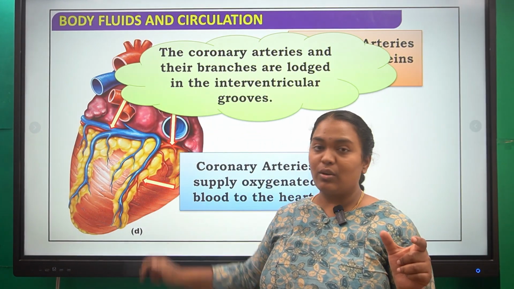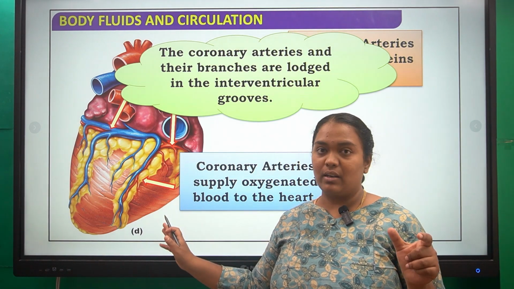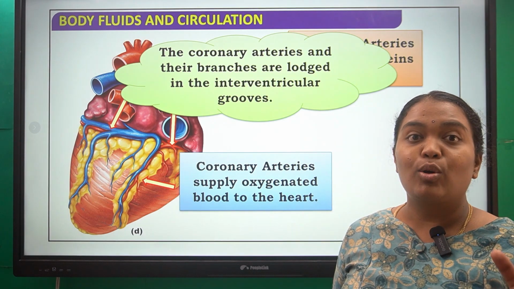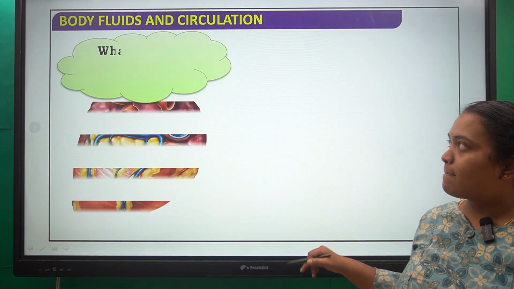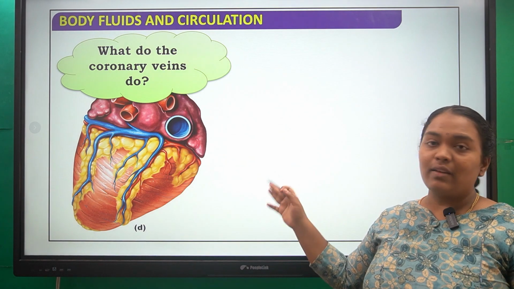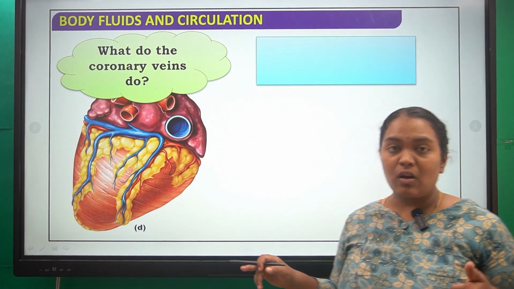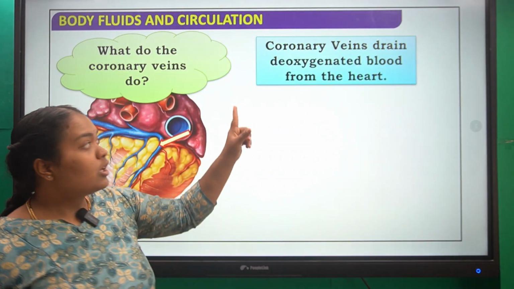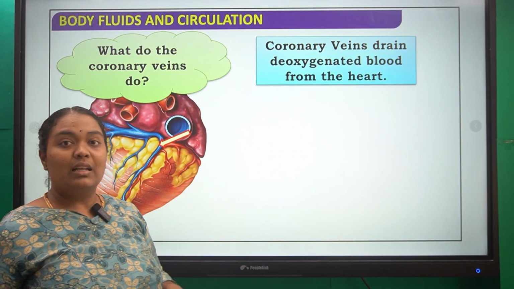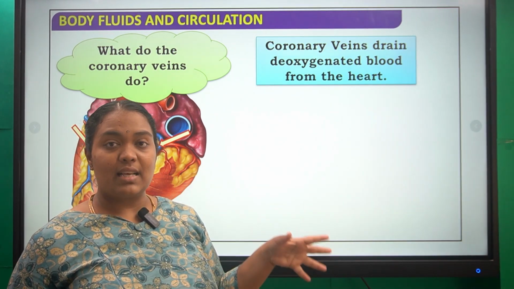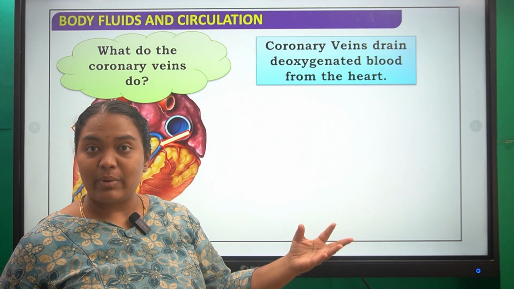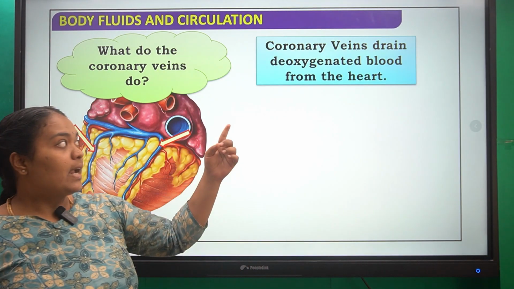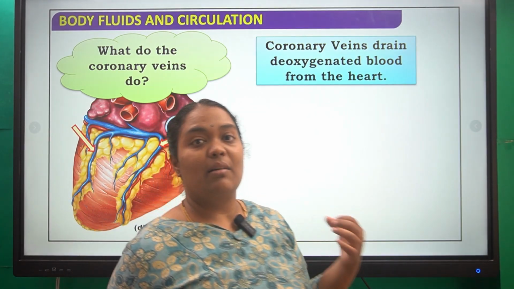When you see an artery going in between the ventricles, in that groove you find the coronary artery and the coronary vein. What do the coronary veins do? They take up the deoxygenated blood from the cardiac tissues. The oxygen concentration is less in this blood, and it has more carbon dioxide. This blood used by the tissues is taken up by the coronary vein.